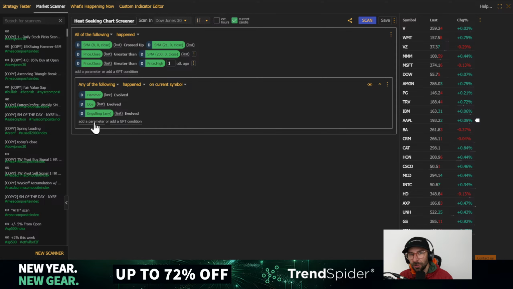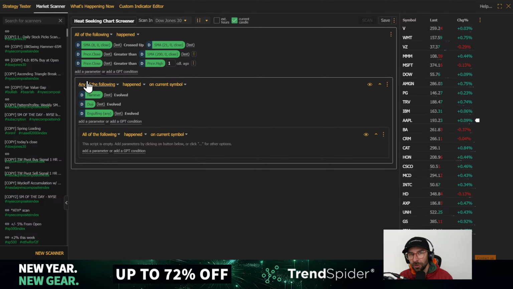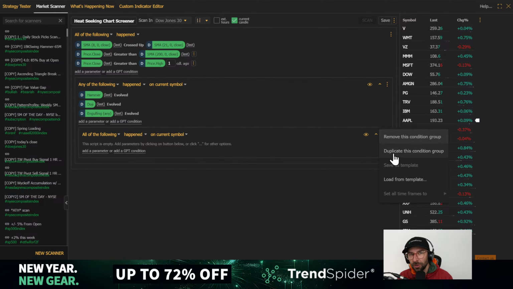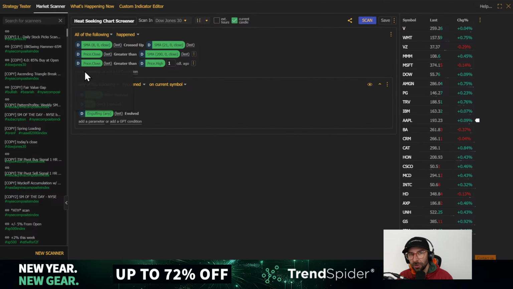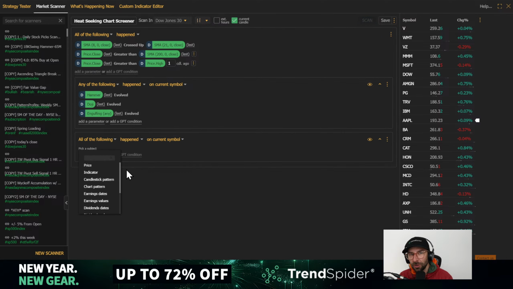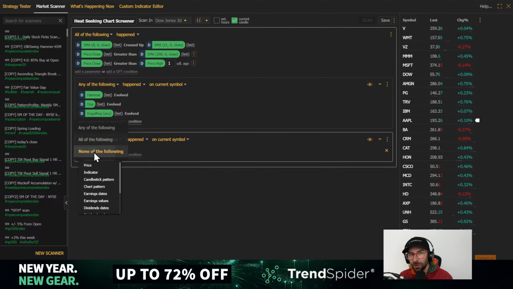When I added this condition group, I did it from within the condition group. I said add parameter condition group, and see, it builds the secondary condition group inside of this first, bigger condition group that I made. Well, I want it to be outside of that. So I'm going to remove this. I'm going to come up to add a parameter right here and say condition group. And see now how it's in its own world. So now I can say none of the following here.